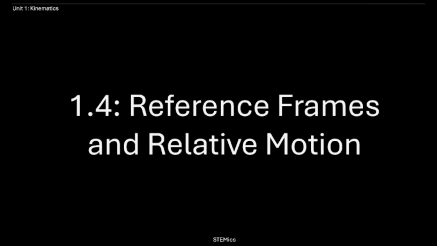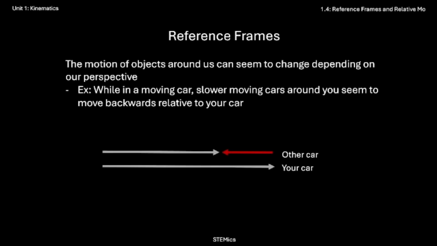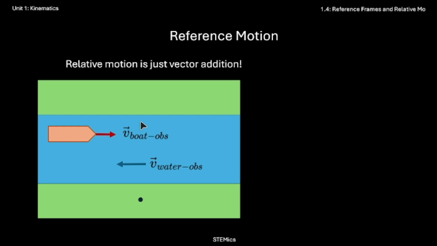So now let's look at reference frames and relative motion. The motion of objects around us seems to change depending on our perspective. When you're in a moving car, let's say your car is moving relatively fast, the motion of other cars that are slower behind you seems to go backwards, kind of like this red vector here. It's going backwards relative to you. And now notice these are arrows right here, right? We can see that relative motion is just vector addition.